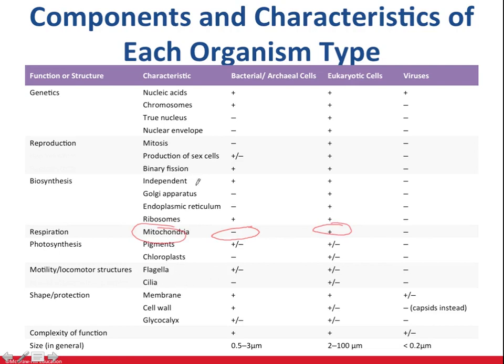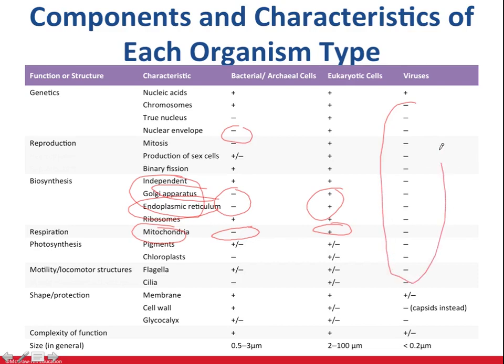Also the Golgi. Those organelles, because the prokaryotes don't have them, only the eukaryotes have those organelles. Even the nuclear envelope is one type of organelle, so prokaryotes don't have those. For the virus, some viruses are just a particle of protein and DNA or RNA. That means the virus doesn't have all these things.